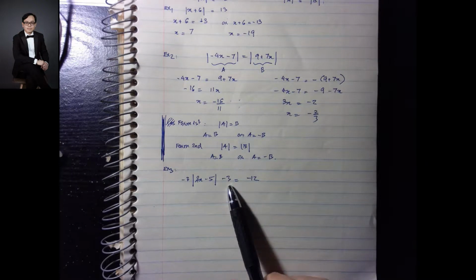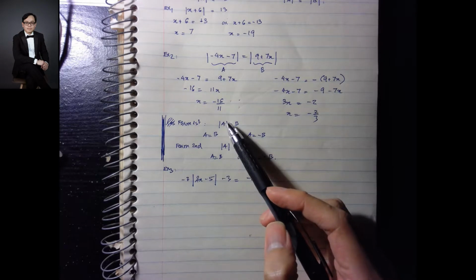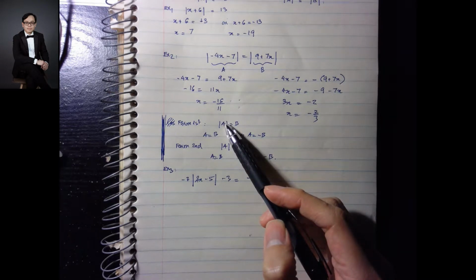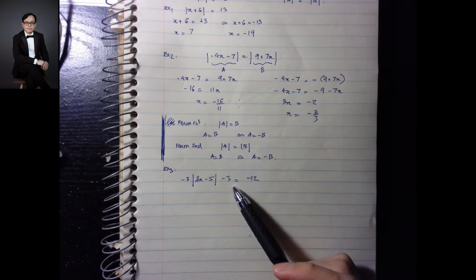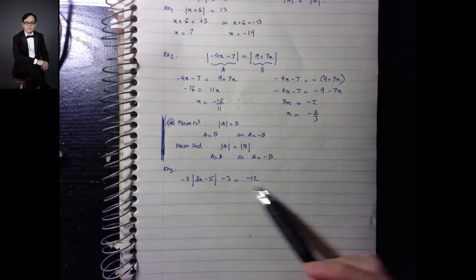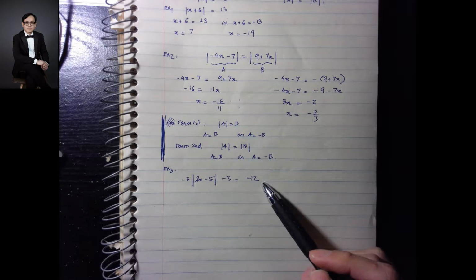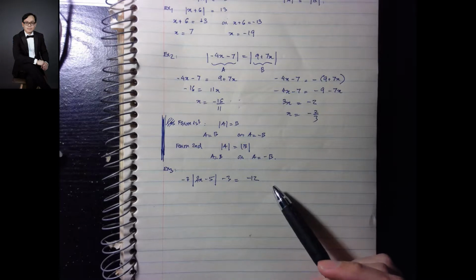So look at the form. We don't have any number after the bar, right? No. However, in example number 3, we have negative 3. So we're not allowed to have that number over here. The right side is good. On the right side, we have negative 12. That's perfect. So, in order to solve this, we need to bring it back to this form.